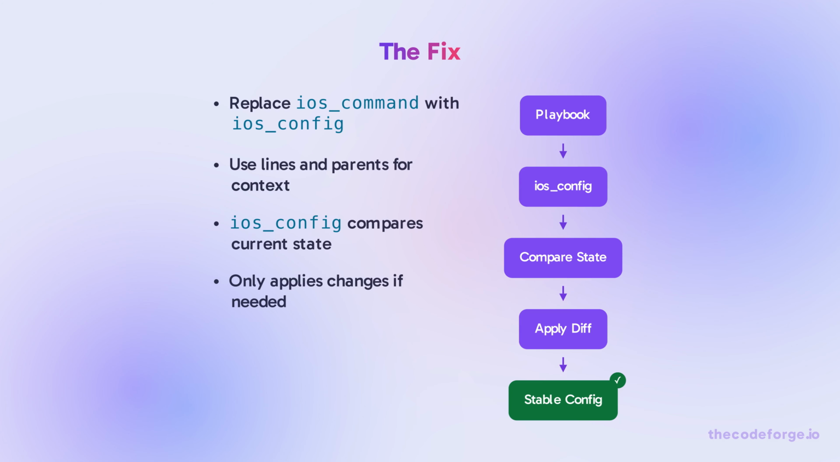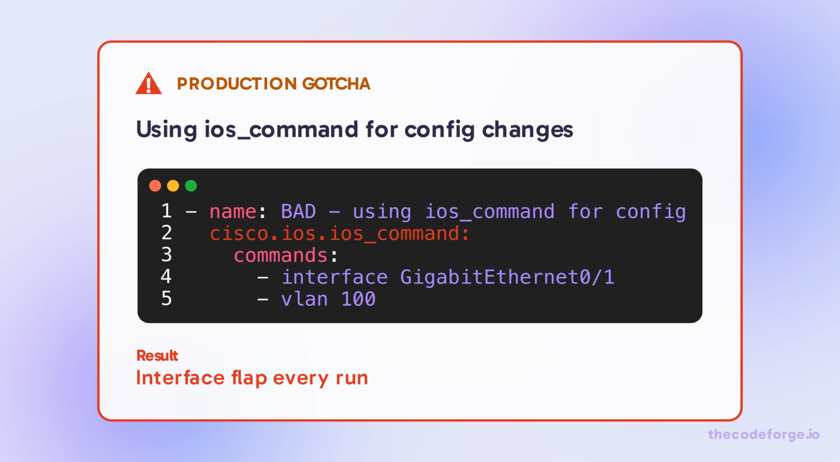The fix is to replace ios_command with the ios_config module using lines and parents. ios_config reads the running config, compares it with the desired state, and applies only the necessary changes. This prevents the interface flap and ensures idempotency. This is the exact mistake that caused the outage. Never use ios_command for configuration changes. Always use ios_config.